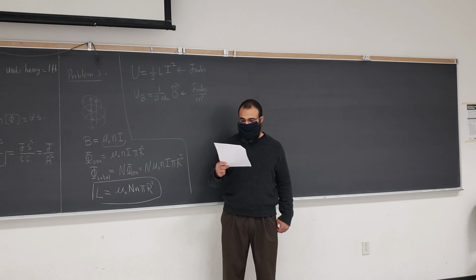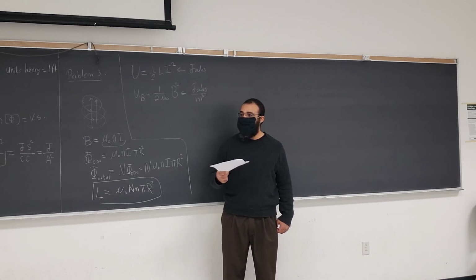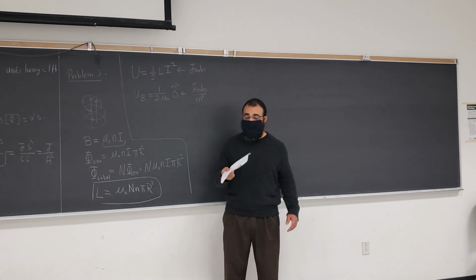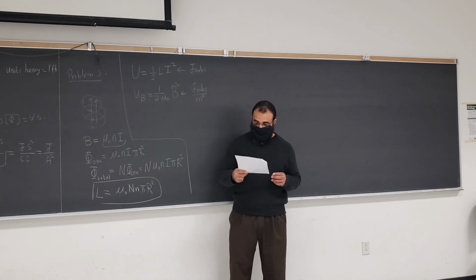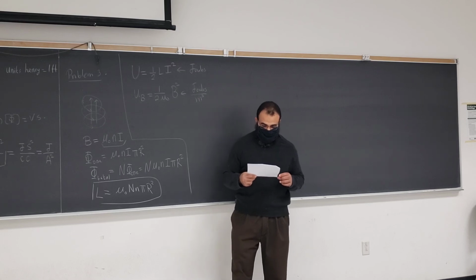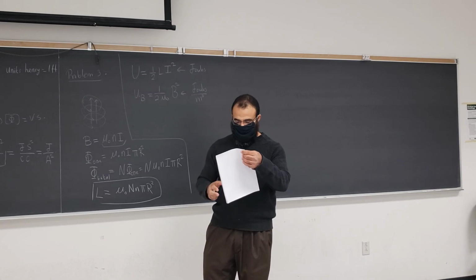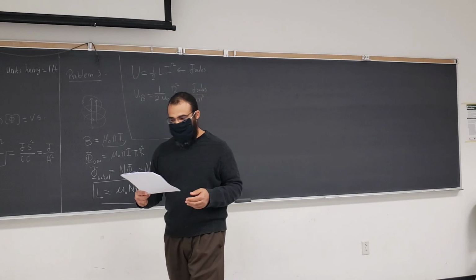The work done to establish a current I in an inductor with inductance L is 1/2 L I squared. Who does the work to establish that? Well, something has to do it. In the case of a circuit, it would be the battery. So E is correct. So B, C, E are the correct ones. Okay, so we go on to problem 4.